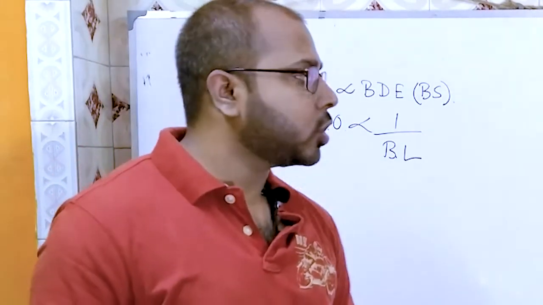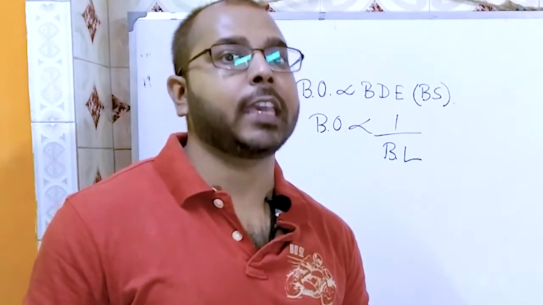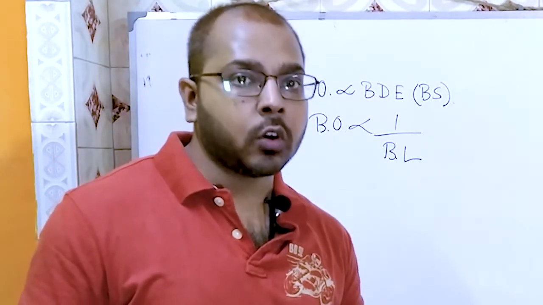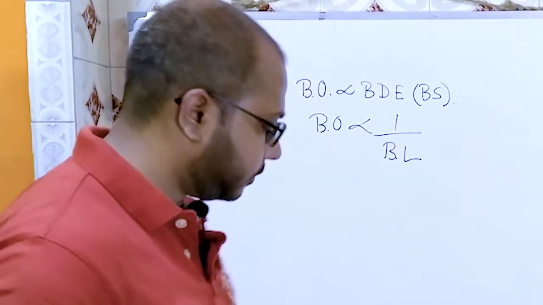Okay, so let's start the MO diagrams of some heteronuclear species like HF, like CO, like CN minus, NO.